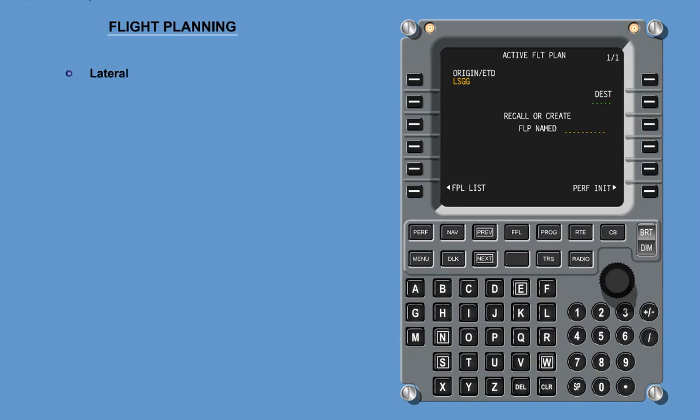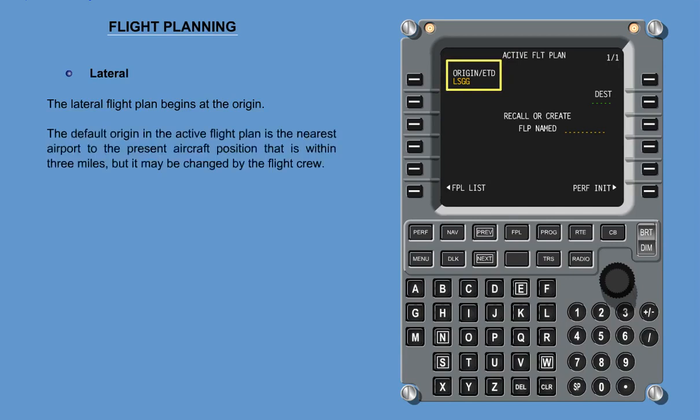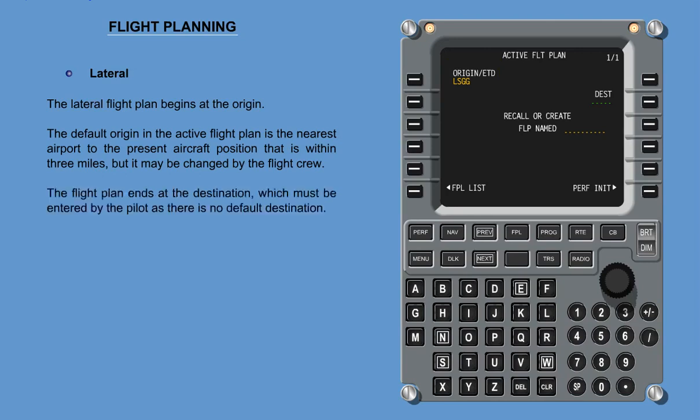Lateral flight plan. The lateral flight plan begins at the origin. The default origin in the active flight plan is the nearest airport to the present aircraft position that is within 3 miles, but it may be changed by the flight crew. The flight plan ends at the destination, which must be entered by the pilot as there is no default destination.